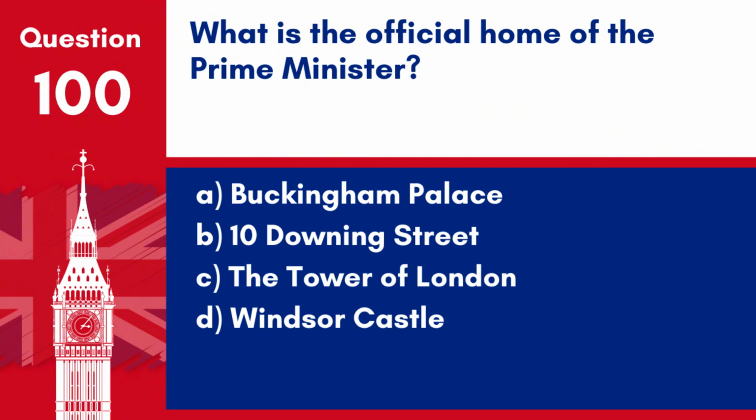Question 100. What is the official home of the Prime Minister? A. Buckingham Palace. B. 10 Downing Street. C. The Tower of London. D. Windsor Castle. Answer: B. 10 Downing Street. 10 Downing Street in London is the official residence and office of the Prime Minister of the United Kingdom.